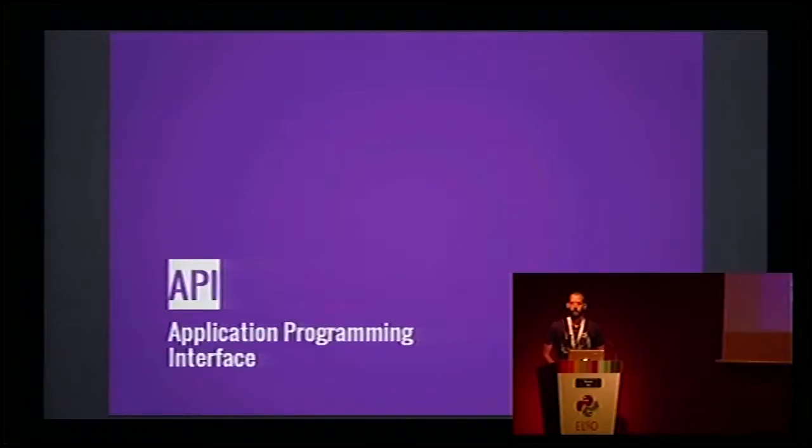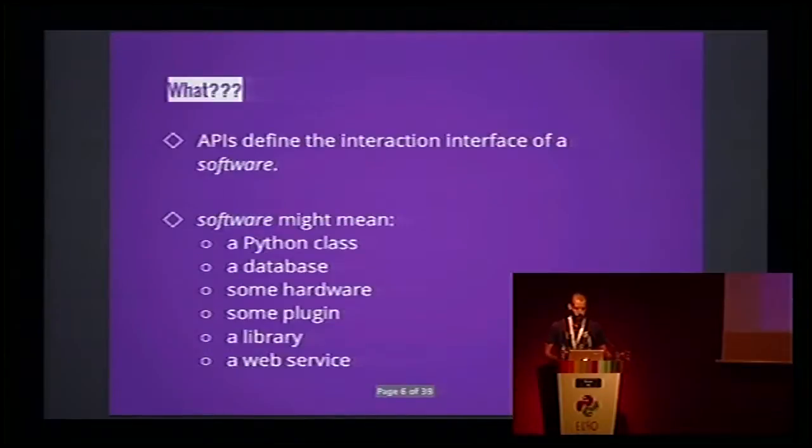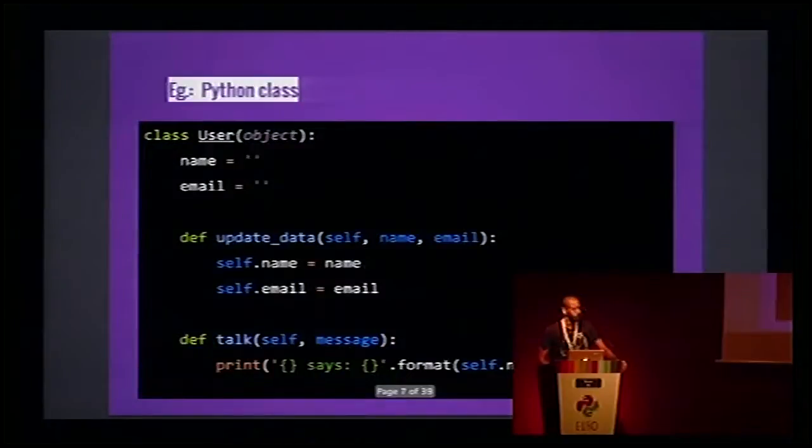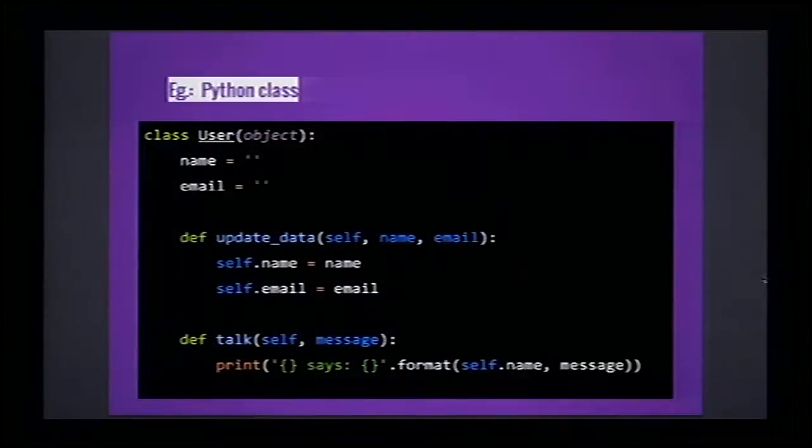All right, so here I'll be talking today about APIs. API is just an acronym for application programming interface, which does not say a lot about what it is, but it gives an idea. Basically, an API defines how we interact with a software. And when I say a software, it can be a Python class, a database, some library, or a web service, or any plugin. So it's a pretty broad definition.